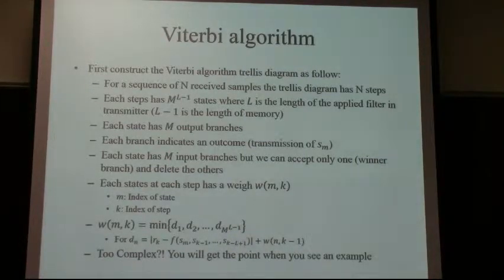Each state has M output branches. That is understandable because each branch indicates an outcome. You will see the example that I made for you, with the branches between each state. Each of these branches indicates an outcome, which is the transmission of a symbol. Each state has M input branches, but we can accept just one.